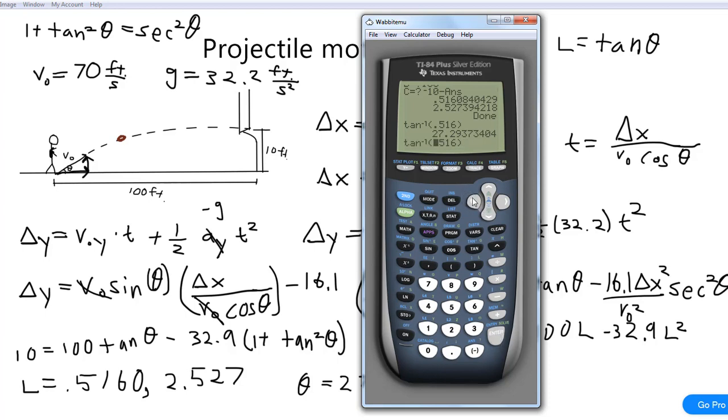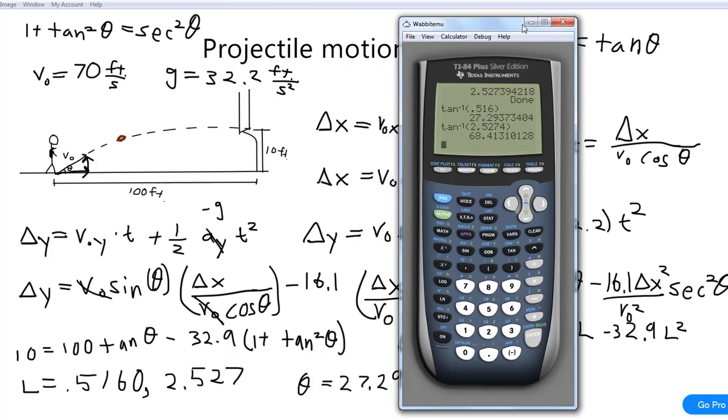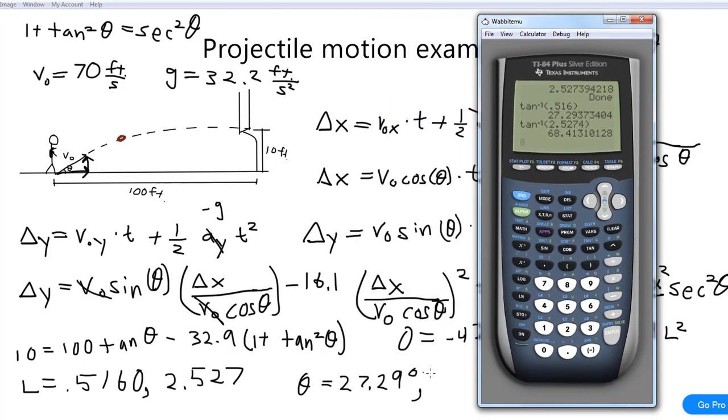So it's going to be 2.5274, so we get 68.413 degrees. So it's just 68.4.